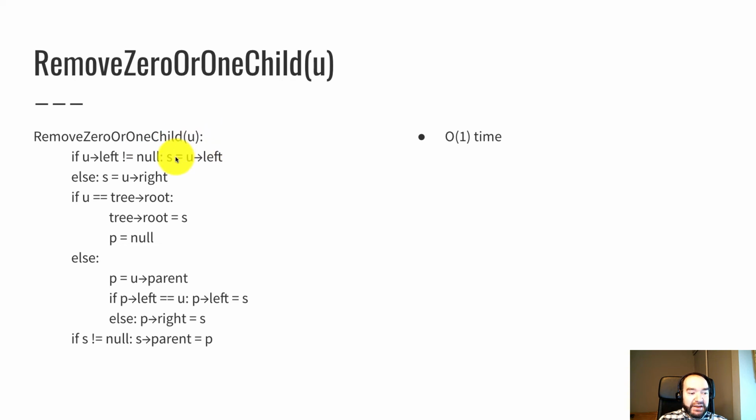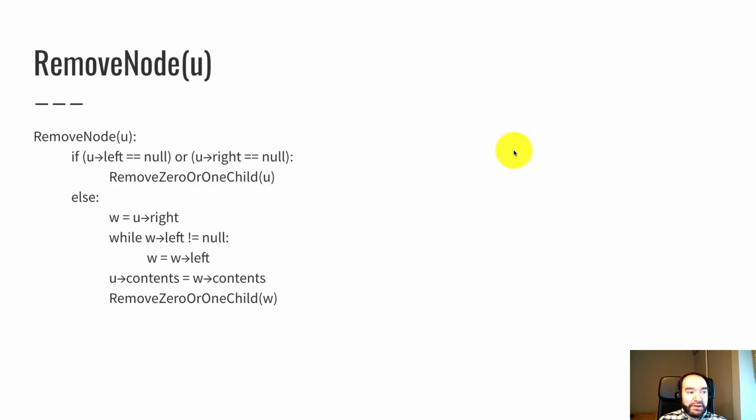And it's kind of complicated, but it's constant time. There's no loops or recursion anywhere in here. It's just a bunch of assignments and if statements. So every one of those steps is constant time. Remove 0 or 1 child is constant time.